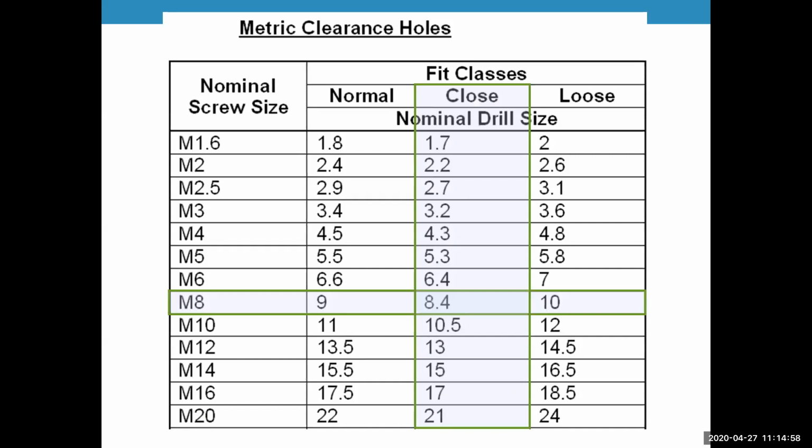And so when we look at this chart, which is on page B18, I believe, it gives us the fit classes: normal, close, and loose for ANSI fasteners, and then B19 gives us the same information for metric. So we look at the metric M8, and these are the fit classes for the clearance hole.